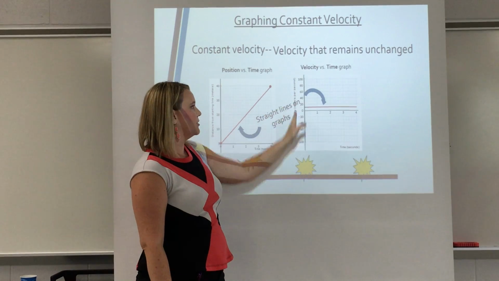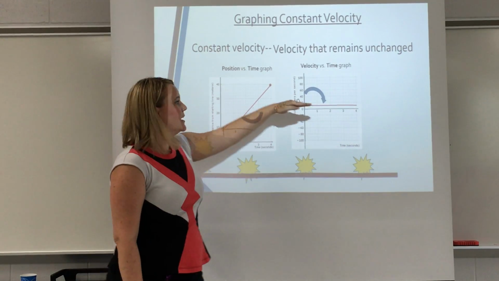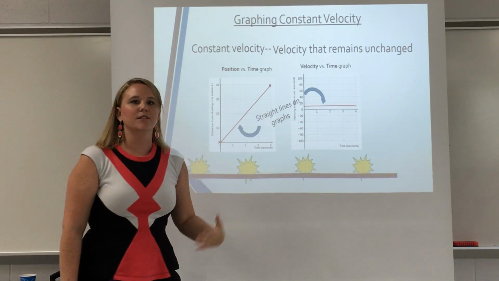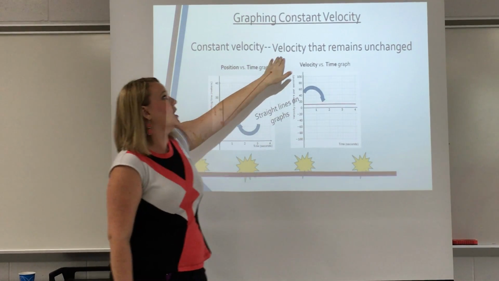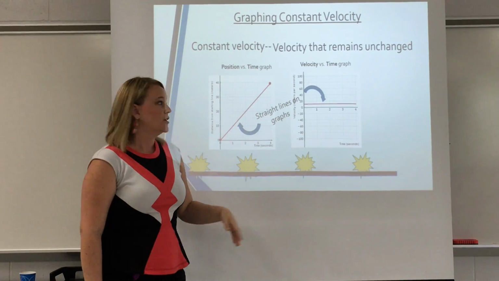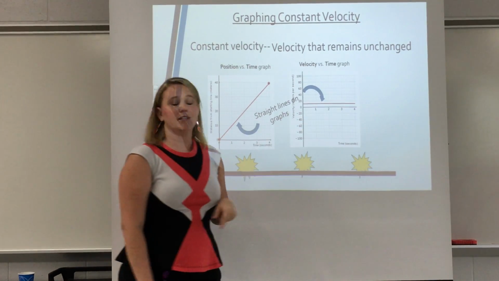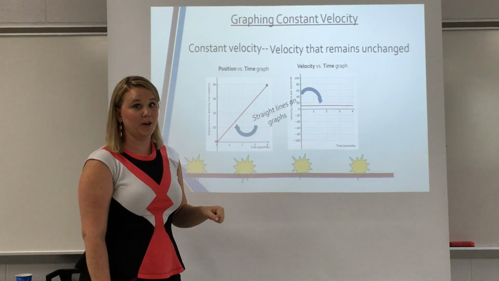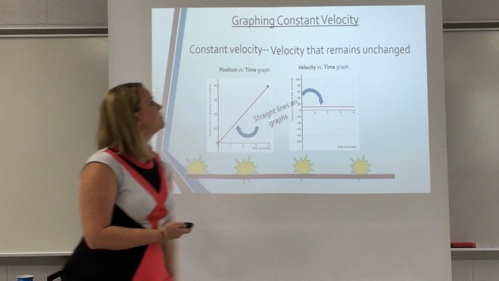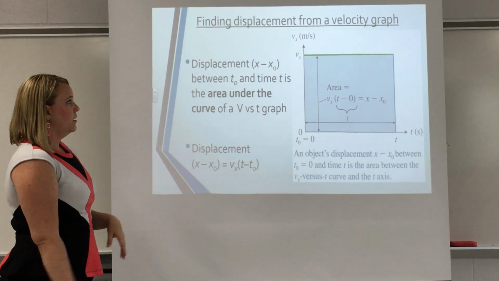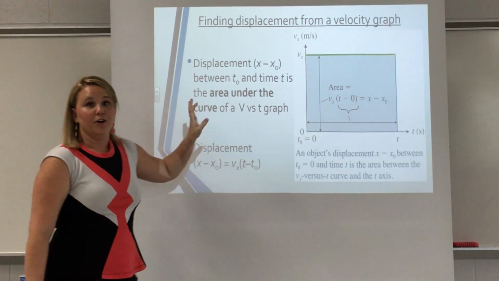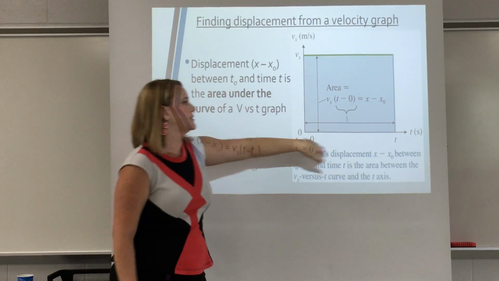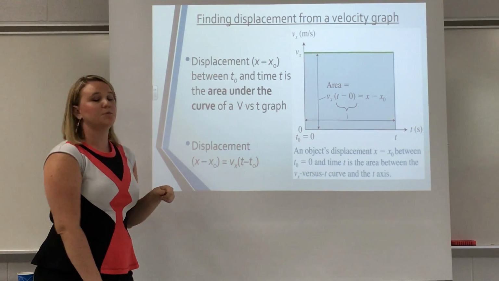So now this is a velocity versus time graph. It's a horizontal positive line because it has a constant velocity, and constant velocity is a velocity that does not change. So at 1 second, my velocity is 10 meters per second. At 3 seconds, my velocity is still at 10 meters per second. It's constant. The area under the curve for a velocity versus time graph is going to be your displacement.